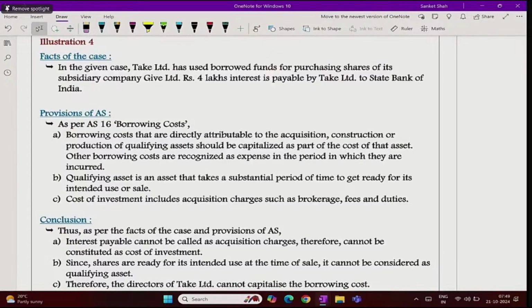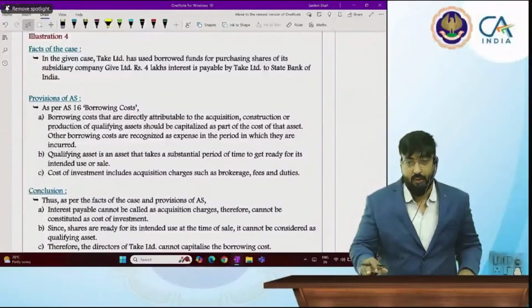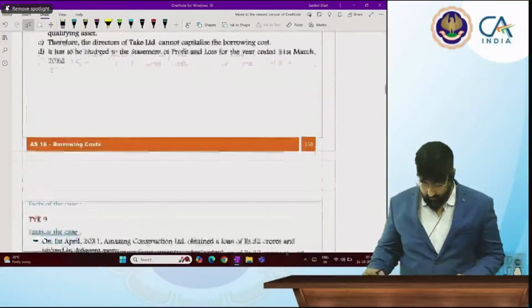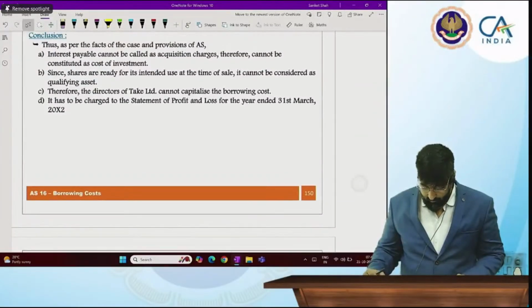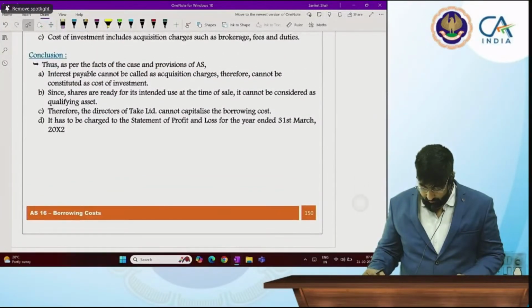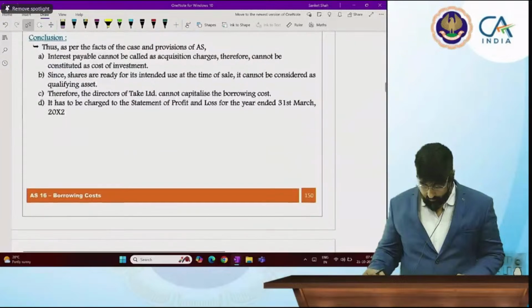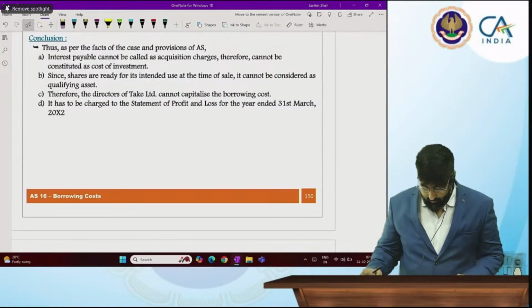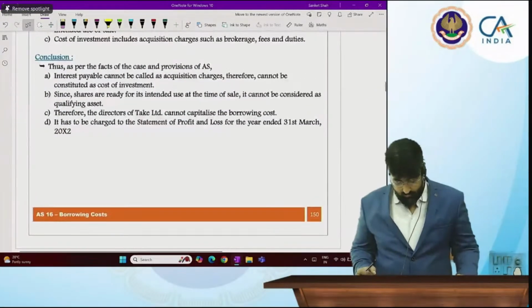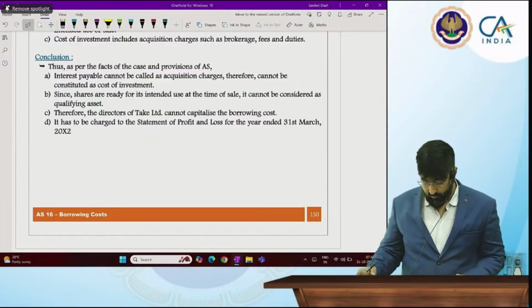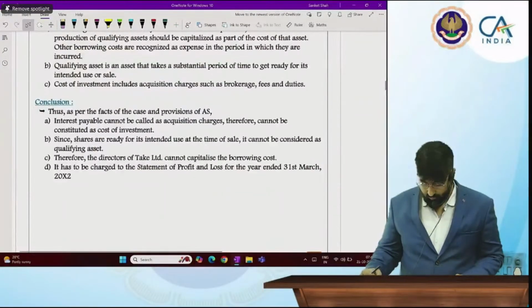Very good, beta. Got the concept? How to write the answer? Yes, sir. चलो बहुत बढ़िया. नहीं, ये कंक्लूजन में कहाँ तक हुआ था? Yes, sir. Fourth point रह गया था. हाँ. It has to be charged to the statement of P&L for the year ended 31st March 2002. Okay.